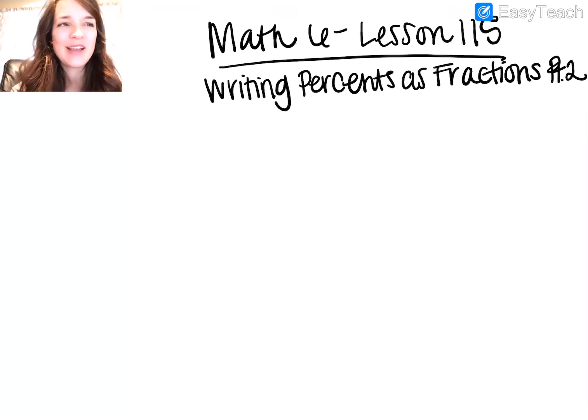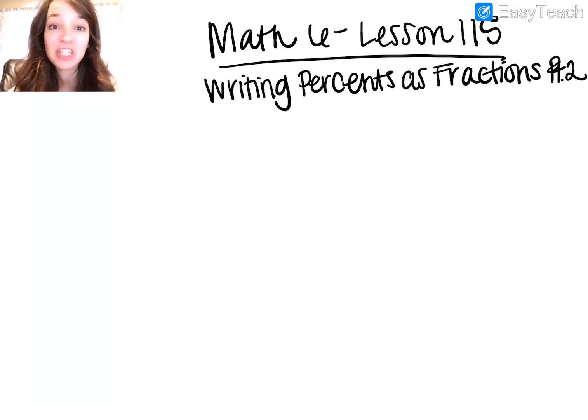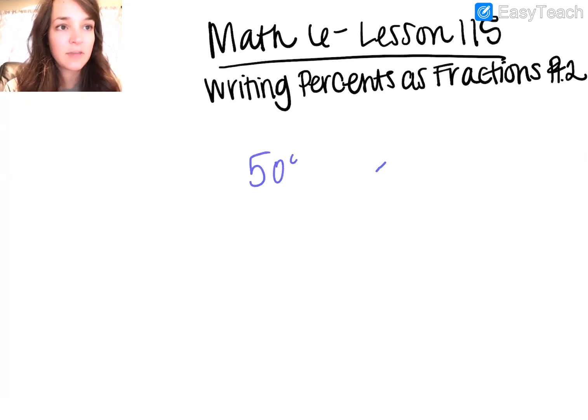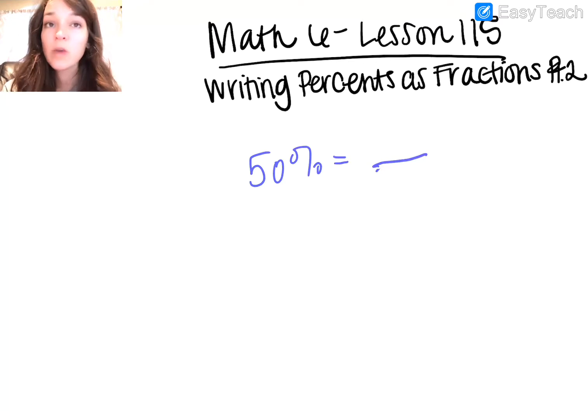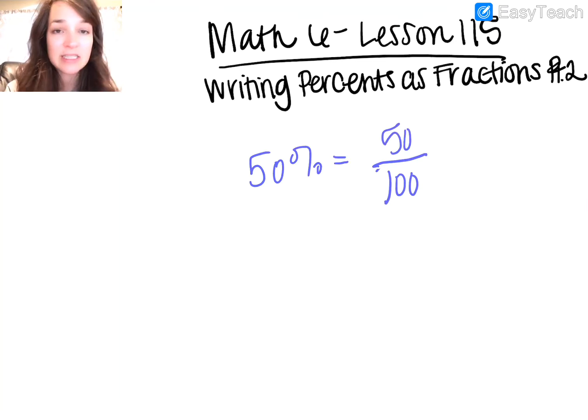So we're going to look now at just kind of finishing up a concept that we did a few lessons ago. We've done writing percents as fractions before. So you guys know that when you see a percent, like for example, 50%, if we wanted to write that as a fraction, we know that percents are always out of a total of 100. So we could just say that represents the same thing as 50 out of 100.